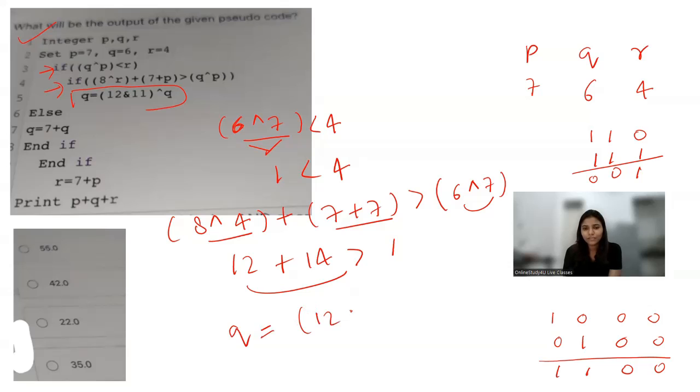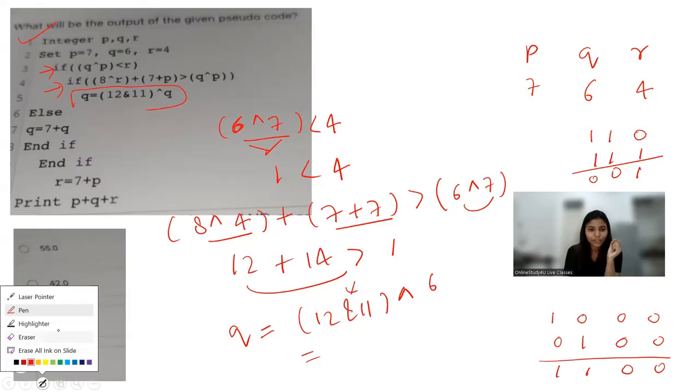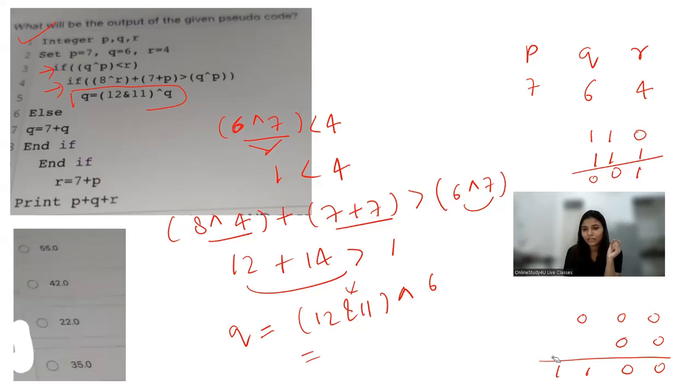12 AND 11 XOR Q. So Q value is 6. So let's find out the AND of 12 and 11. And this is bitwise AND but not logical. Right? So we need to convert 12 and 11 into binary first, then we will move further. So let me convert them here only.